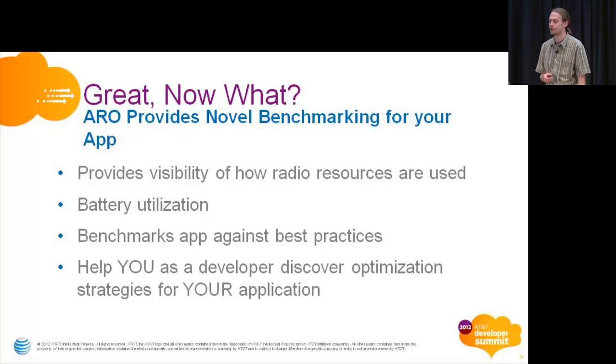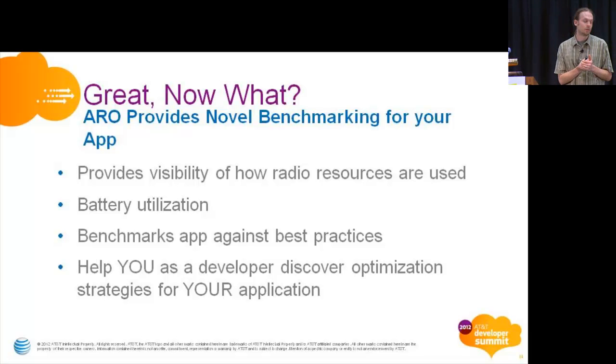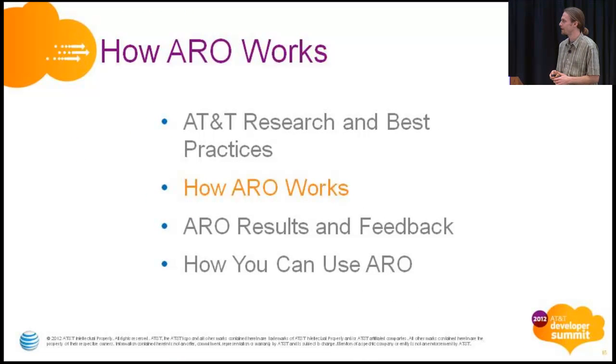Now what? So we have this Arrow tool, and it's going to give you benchmarking on your mobile app. It gives you visibility, and we've seen some examples of how the radio resources are being used, how the battery is being used. It's benchmarking your app against 12 best practices we've come up with. And it helps you as a developer actually discover optimization strategies for your application to make your app more efficient. So how does Arrow work?